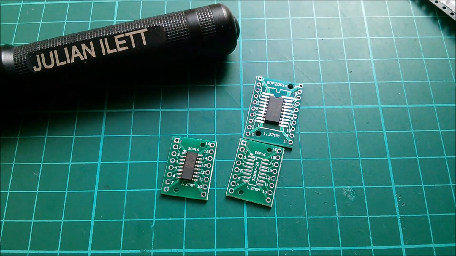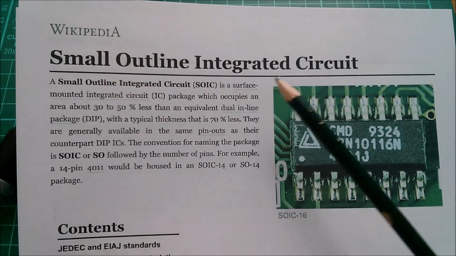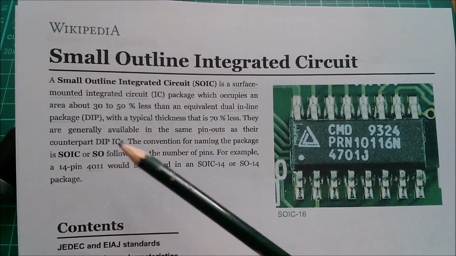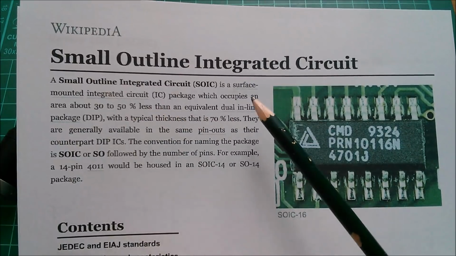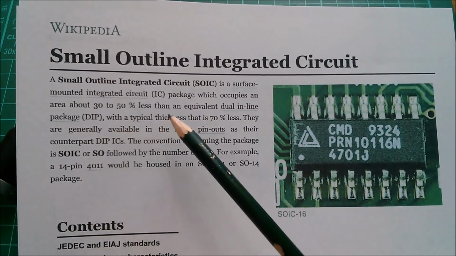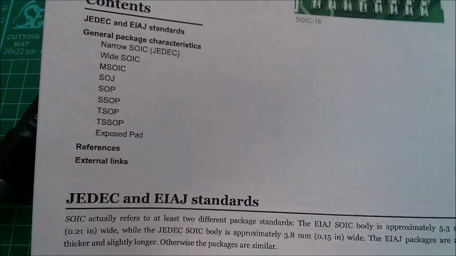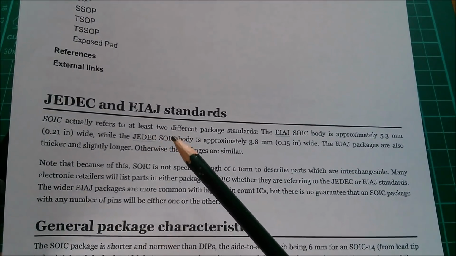What's going on? Why isn't SOP SOP? Right, Wikipedia, small outline integrated circuit. So that's SOIC, not SOP, but I think it's the same. Surface mount integrated circuit, which occupies an area 30 to 50% less than an equivalent dual in line package. That's a good thing. Now we have JEDEC and EIAJ standards.